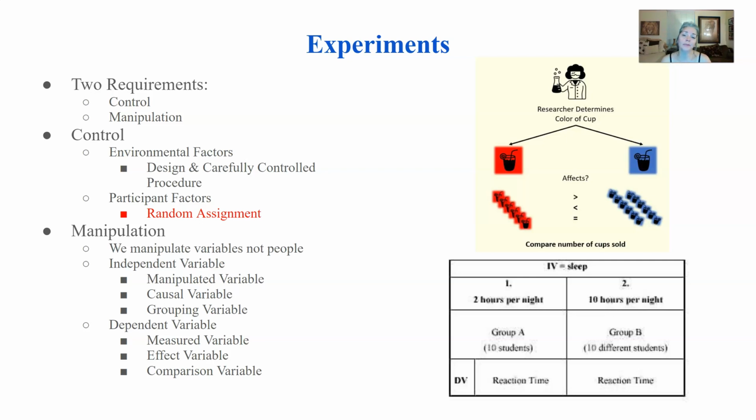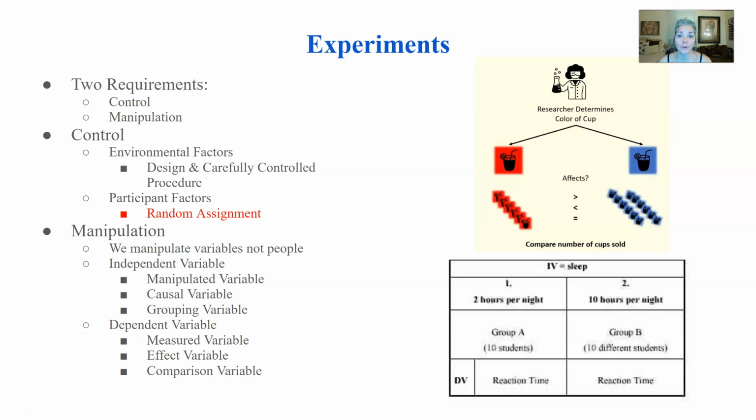Experiments have two requirements: control and manipulation. So first of all, in terms of control, what do we have to control? We have to control the environmental factors that might influence the outcome, and we want to make sure that both groups are tested in the same exact conditions and there's not some outside random environmental factor affecting one. We can't test one in the daytime and one in the nighttime, or one in a room with windows and one in a room without windows. We have to make sure they're both treated equally and the conditions are all managed and controlled for.